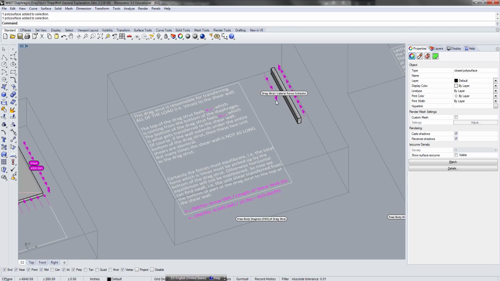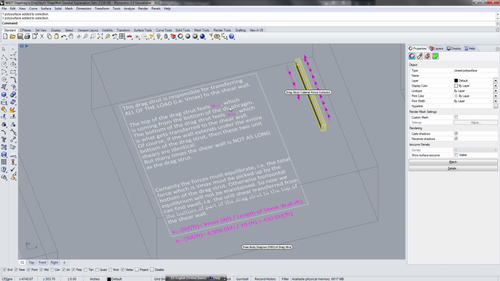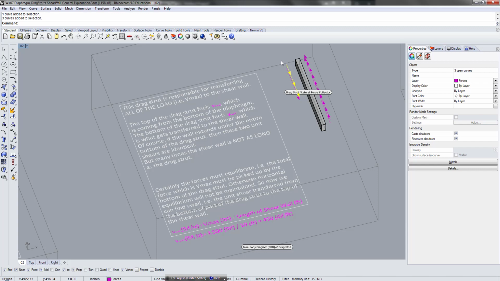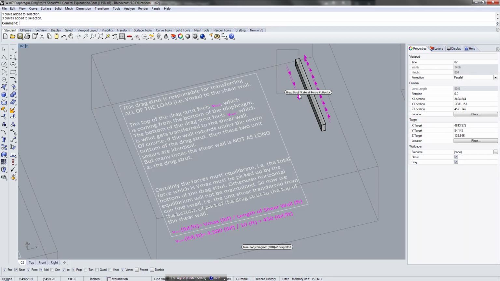Again, the total amount of shear is the same. The drag strut is responsible for transferring all of the load to the shear wall. The top of the drag strut feels the same amount of shear as V roof, so the linear shear is also the same, which is coming from the bottom of the diaphragm. The bottom of the drag strut, it's a weird word, feels the shear from the wall side, and I'm gonna call it shear V wall.